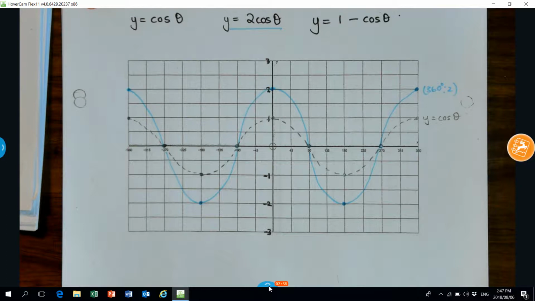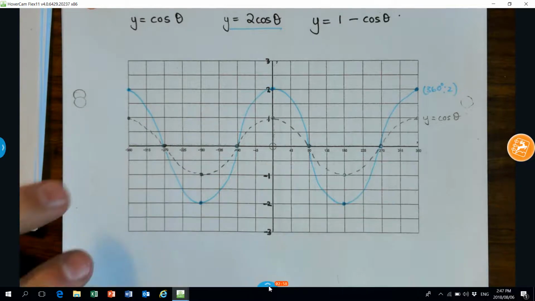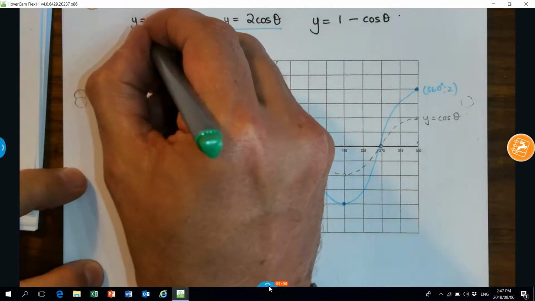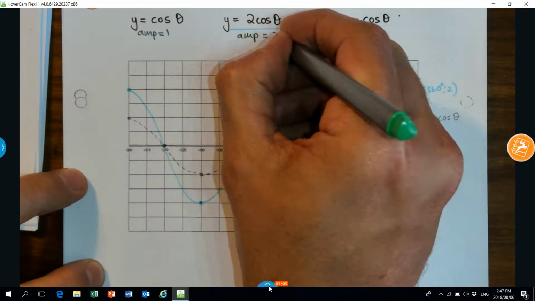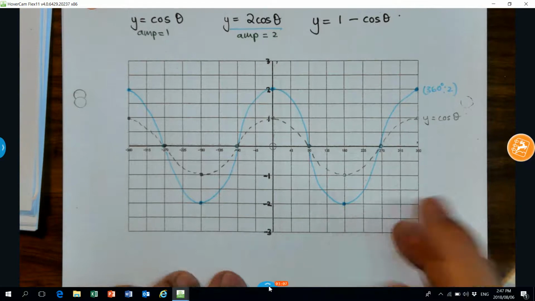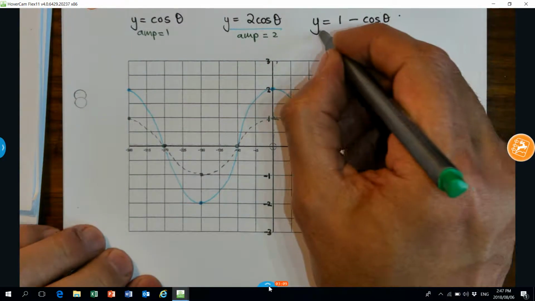No period change. There is an amplitude change though. Here the amplitude was 1. Now the amplitude here will be 2. Okay, so let's look at the green curve, the one at the end.